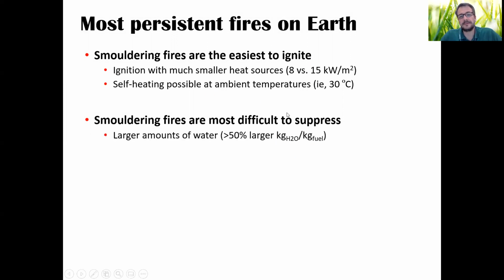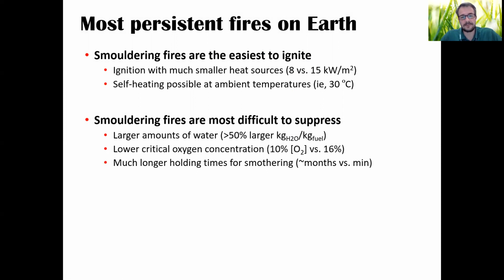It's also more difficult to suppress. Smoldering fires need more water per kilogram of fuel that is burning. We've seen that in the lab. If you were to reduce the oxygen concentration, which you don't do in fighting wildfires, but you do in the lab, or when you're trying to stop a smoldering fire in a library with very important documents, one technique we use often is to lower the oxygen concentration in that compartment. And you need to lower the oxygen concentration much more for smoldering than for flaming. That is indicative of how resilient it is and how difficult it is to suppress.